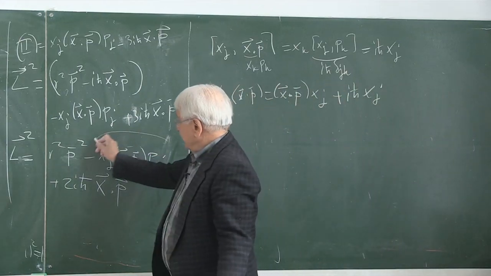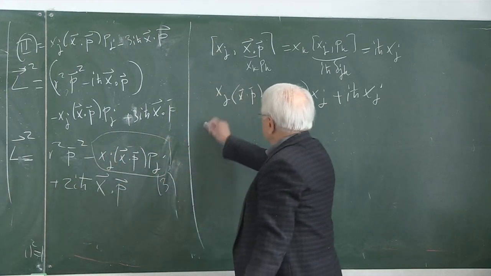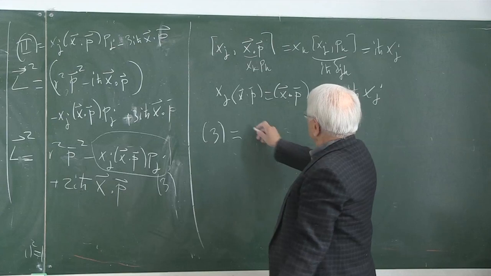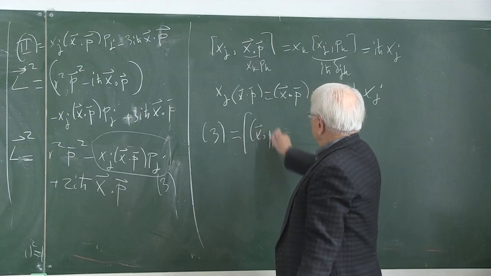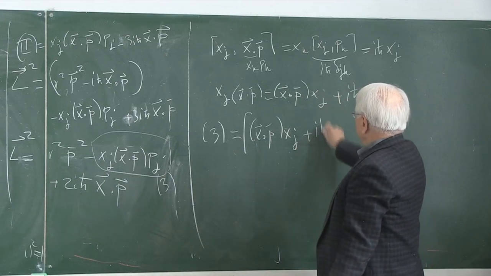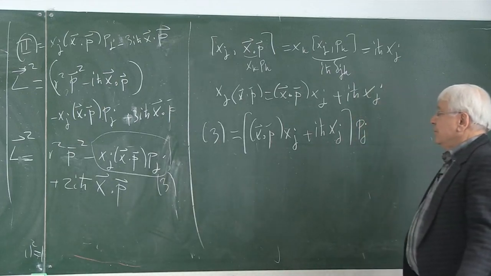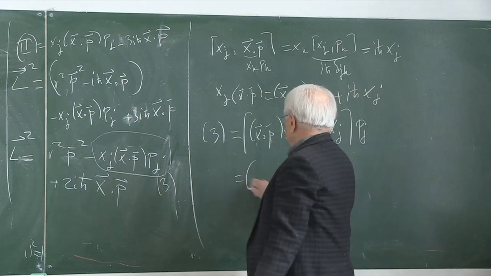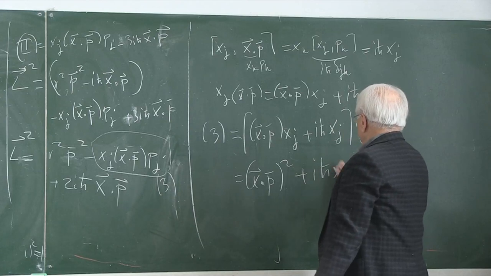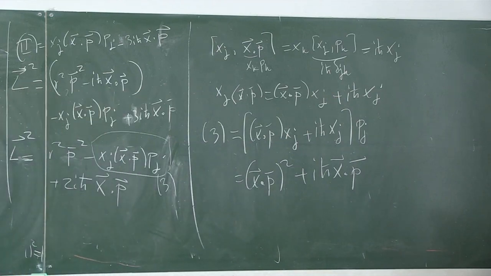So this one, let me check this one. Let me call this the third term. So what is this third term? It is x·p xⱼ plus iħ xⱼ times pⱼ, or (x·p)² plus iħ x·p. Wonderful. So I finish.